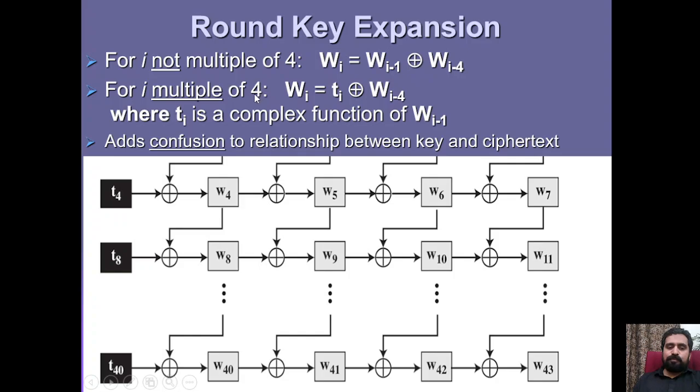If i mod 4 equals 0, then we say that W[i] = T ⊕ W[i-4]. Here T is a temporary word, which is the result of applying the two routines, SubWord and RotWord, on W[i-1], and exclusive ORing the result with the round constant RCon. This is the process done here.